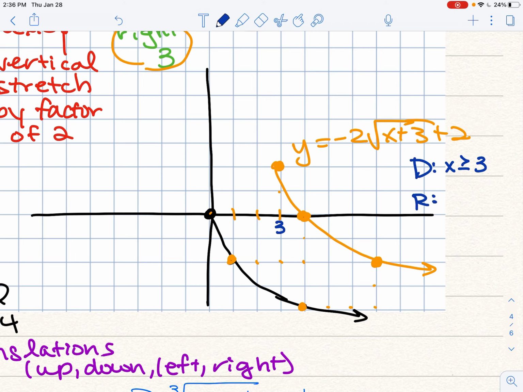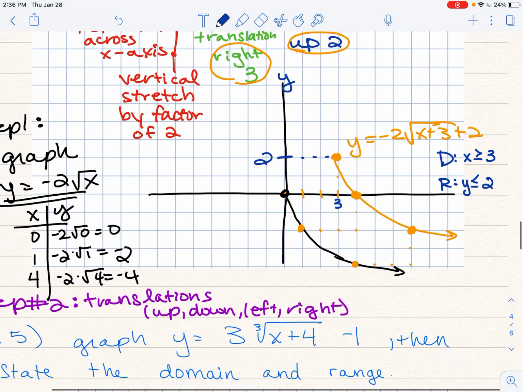The range, that's our y values. We see nothing up here and above it. There's nothing that exists above it. So we know here, when I go across, this is y equals 2. So we know the highest that y can reach is 2, but remember it goes below it, so it's going to be less than or equal to 2. So that's our domain and our range.